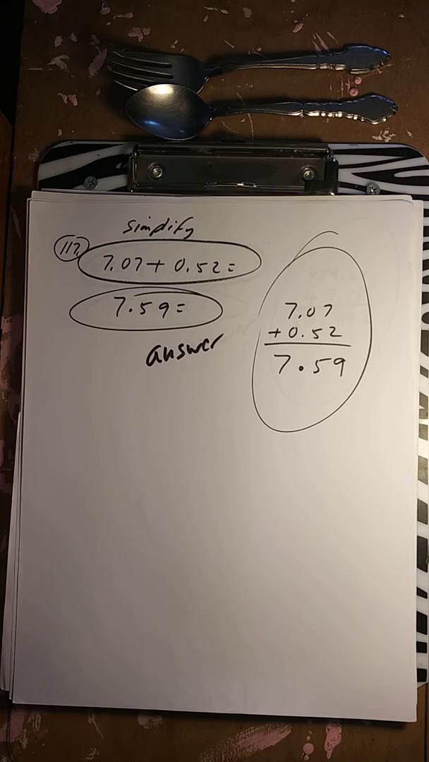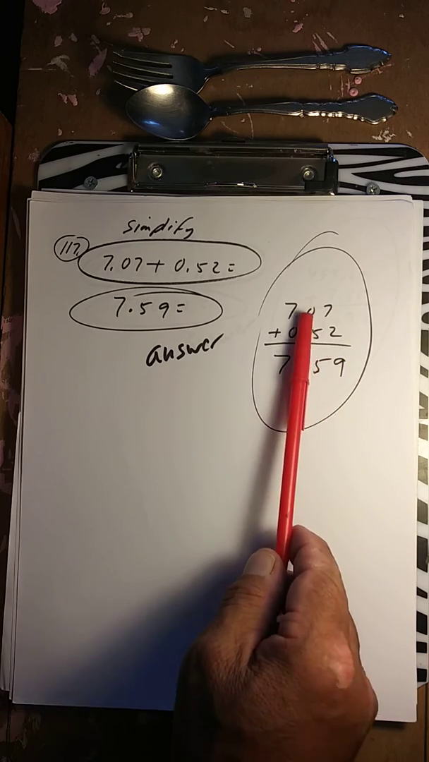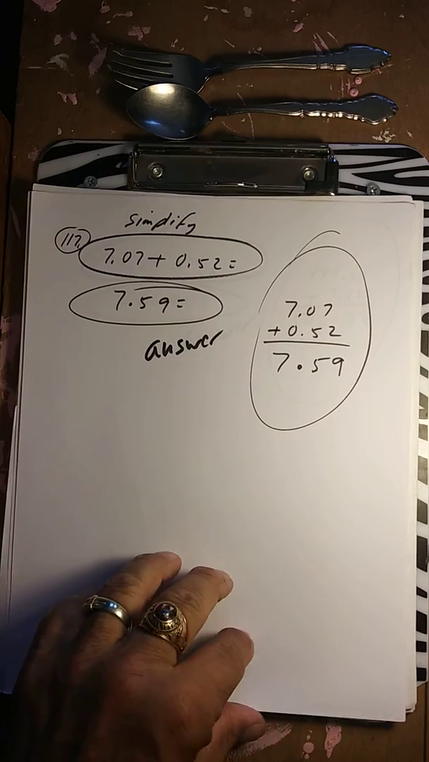7.0 plus 0.52. Just line them up. And then add them down. That's going to be 9. 5 and 0 is 5. Decimal 7.59. Just line it up.